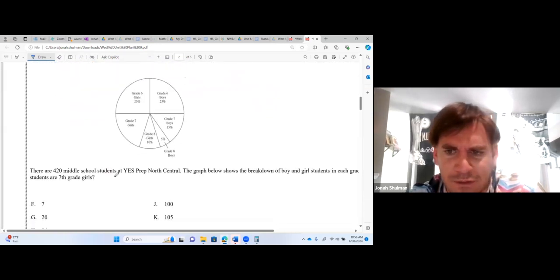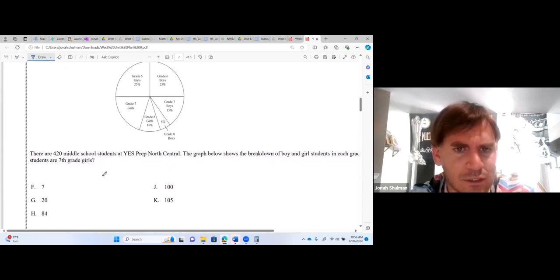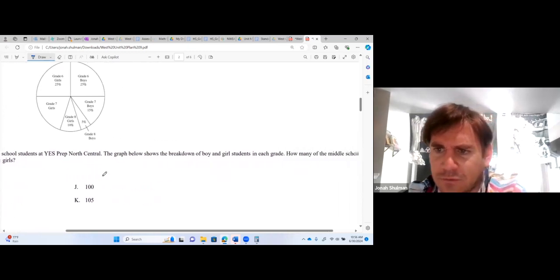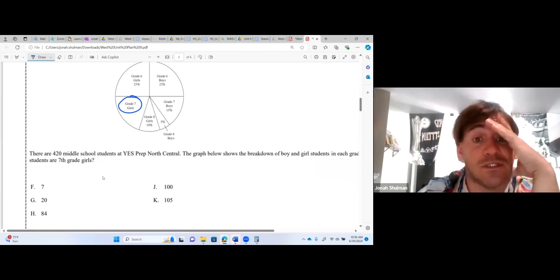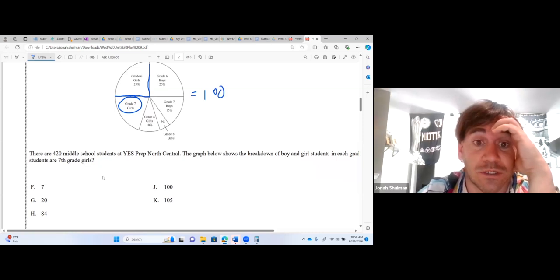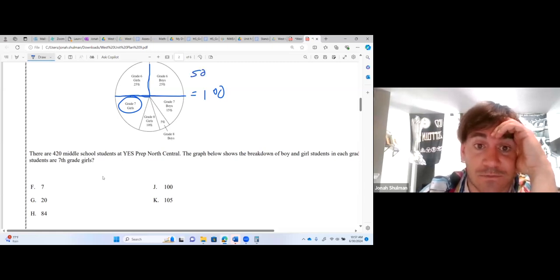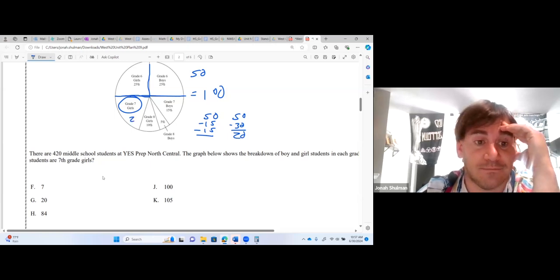This is 420. The graph below is the breakdown of 7th grade girls. How many of the middle schoolers are 7th grade girls? Okay, so 7th grade girls is this amount. We don't know, there's no percentage here. However, we know this is a quarter, so that's 25%. The whole thing has to equal 100. And this half is 50, so I know the top is 50. The bottom is 50 minus 15 minus 15. 15 and 15 is 30, so 50 minus 30, so this is 20%.